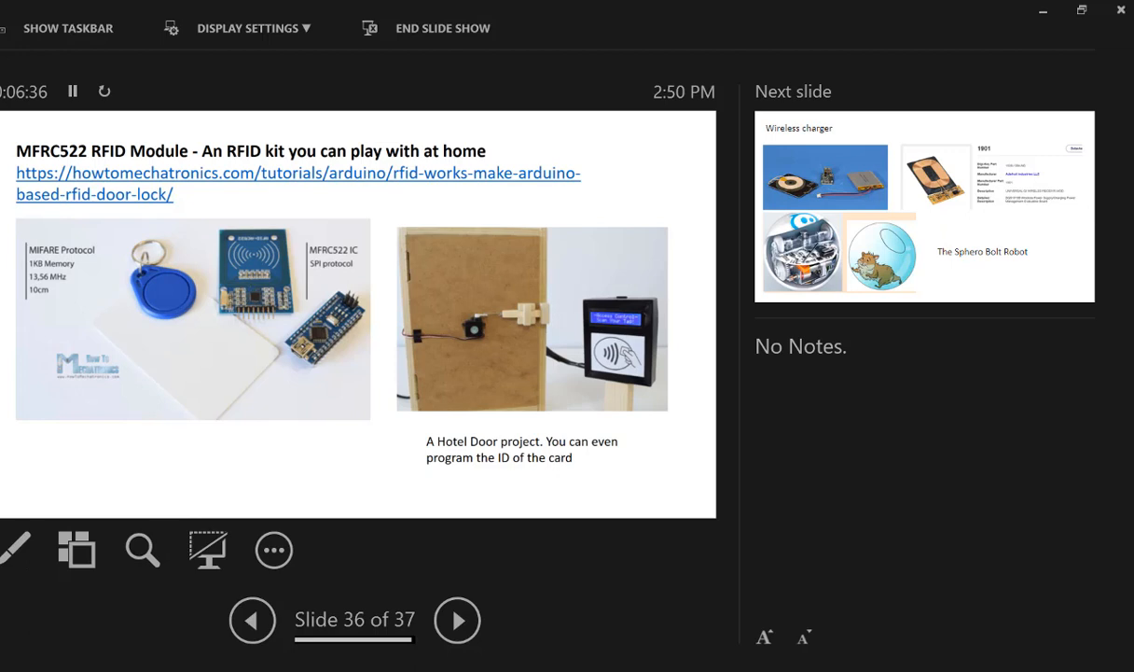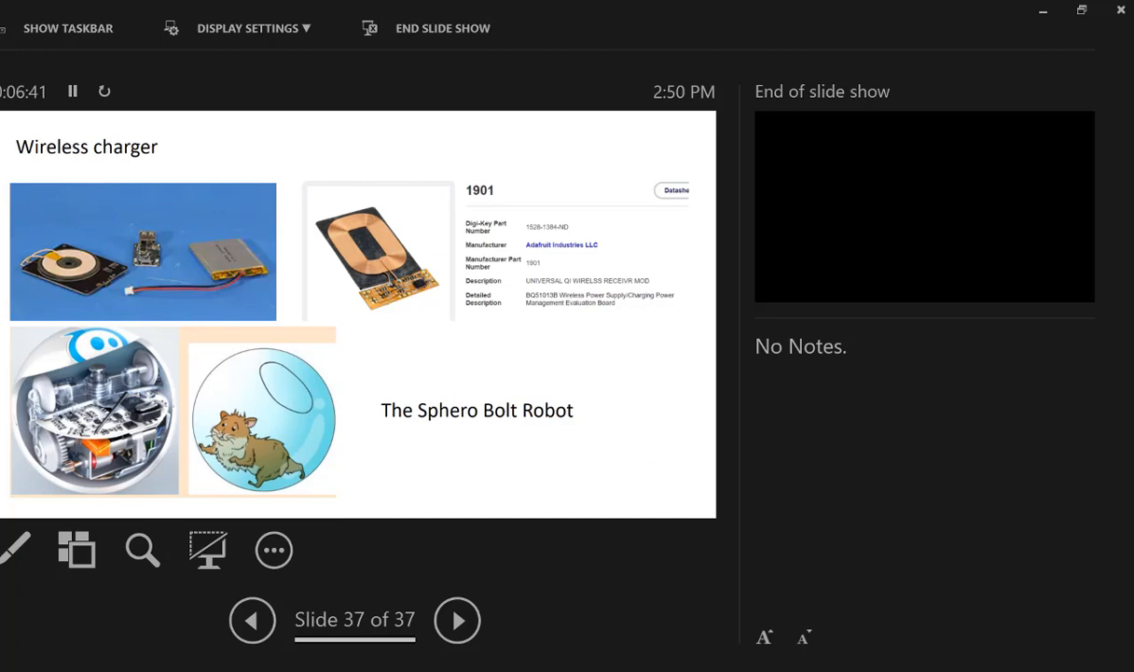So here's a wireless charger you can actually buy from DigiKey or from anywhere. If you do a search for wireless charger, you can buy one. And the wireless charger can be directly connected to your LiPo battery. If you have a robot or a toy you are working with, you want to make it wearable or portable, you can actually make it charge wirelessly. And you don't have to design everything by yourself. You can just buy the coil, the charger, and the battery.